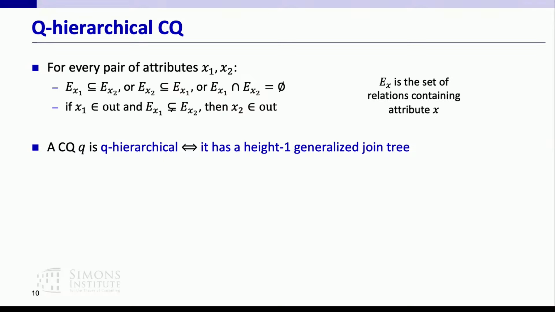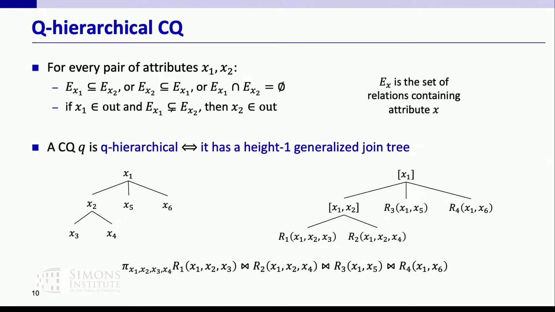An important observation is that a query is Q hierarchical if and only if it has a height 1 generalized join tree. Let me give you an example. I can give you some intuition here. We can build a tree structure on the attributes based on this hierarchy. If you look at the height 1 generalized join tree, you can have a correspondence, because you can put all the nodes from the root to this one and augment this node, then you will get the corresponding node in a generalized join tree. And if you check every leaf to root path, there's exactly one original relation. So this tree has height 1.